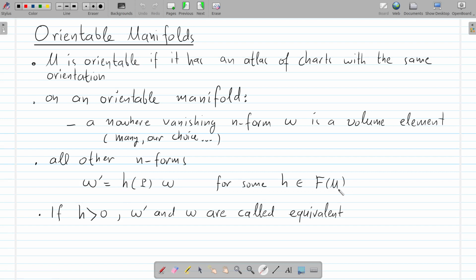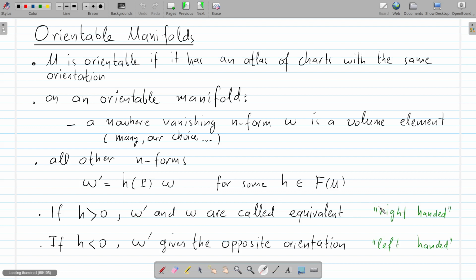If, however, this function is positive everywhere, that means non-vanishing too, then omega prime and omega are called equivalent with respect to the orientation. If this function is everywhere negative, then this gives the opposite orientation, but both n-forms can be equally chosen to be volume elements for the manifold M.